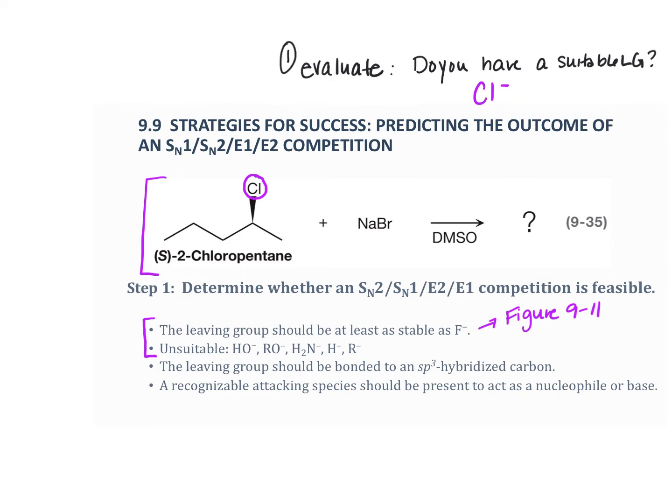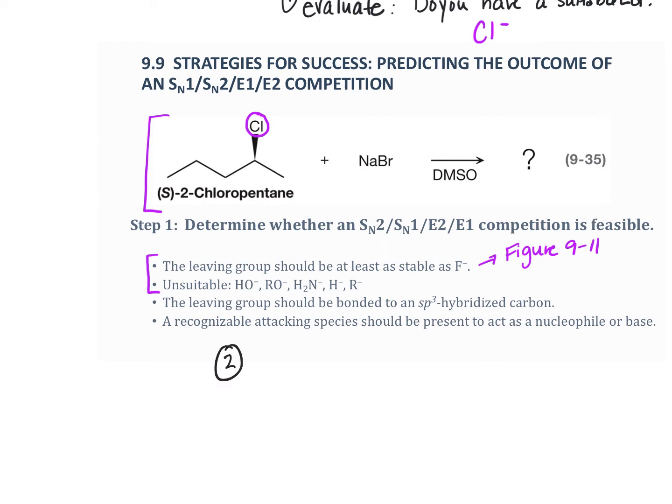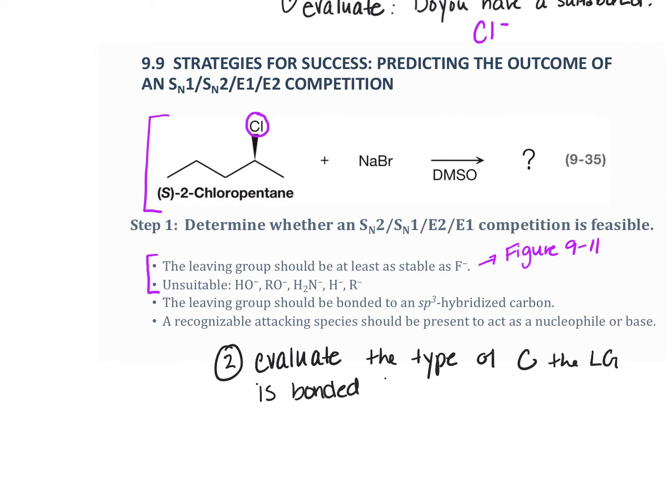So if we're going to evaluate, do you have a suitable leaving group? The next thing we really need to evaluate is the type of carbon, to make sure that this is feasible. The type of carbon that we're looking for here is, is it sp3 hybridized? When we talk about the type of carbon, it's the type of carbon the leaving group is bonded to. I'm going to do this in blue here. The carbon that we're evaluating is this carbon right here. We look at that carbon and we see there are no double or triple bonds. There's no charge. So we know that carbon has 4 bonds. And because that carbon has 4 bonds, we know that carbon is sp3 hybridized.